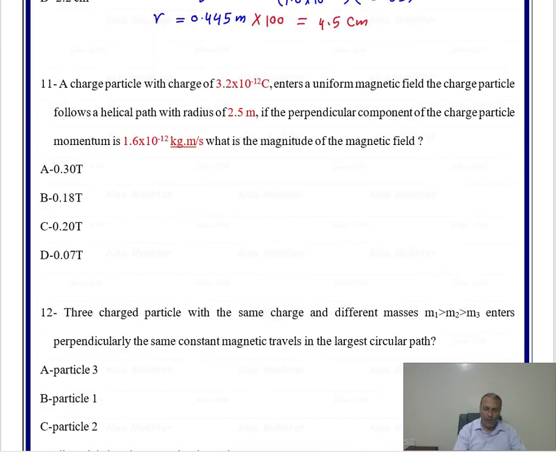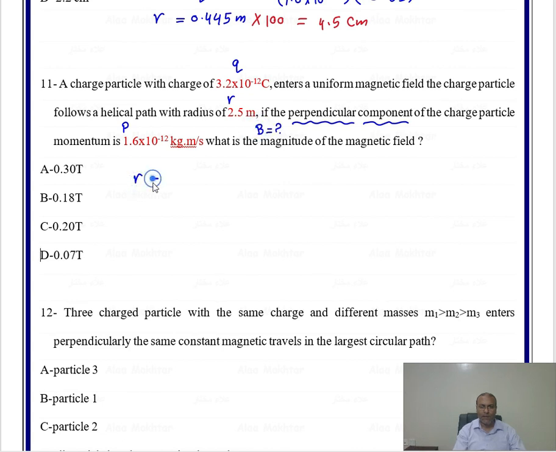4.5 centimeters. Number 11. A charged particle with charge Q enters a uniform magnetic field. The charged particle follows a helical path with radius R, 2.5 meters. If the perpendicular component of the charged particle's momentum is 1.6 times 10 to the negative 12 kilogram meter per second, what is the magnetic field B?